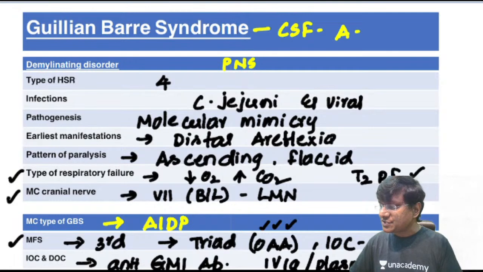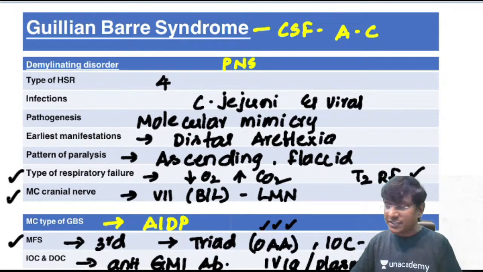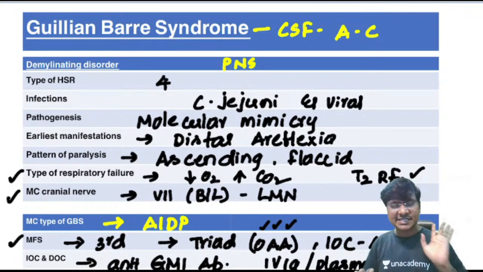And you should know the important CSF manifestation in patients with Guillain-Barré syndrome. The CSF manifestation will be albuminocytological dissociation. Now, what is the differential diagnosis for albuminocytological dissociation? You also come across this in patients with Froin's syndrome. So this is about your Guillain-Barré syndrome in just 5 minutes.